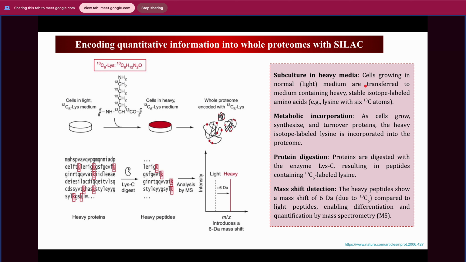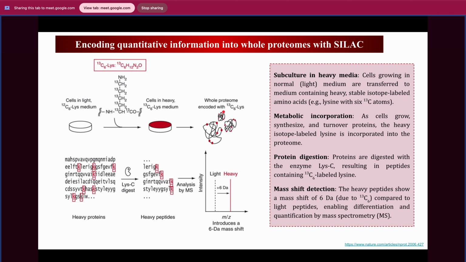So firstly, subculture in heavy media. Here you can see these are the cells in the light, that is C12 lysine medium. This is the normal carbon. And if its heavier isotope is present, they have mentioned that if the media is supplemented with amino acids which are labeled with this heavier isotope, which means carbon 13, then with some time, whenever the cells grow, they will accommodate this heavier isotope in the cells.